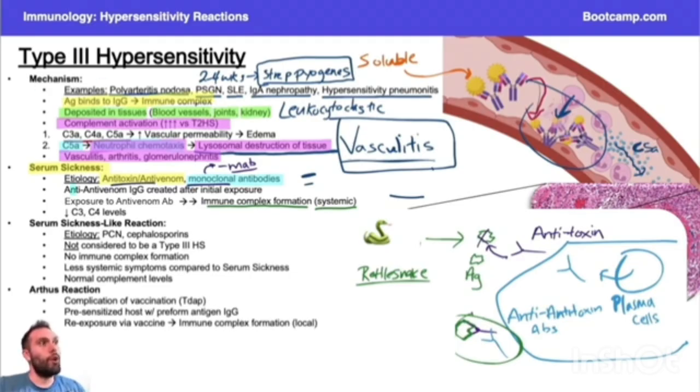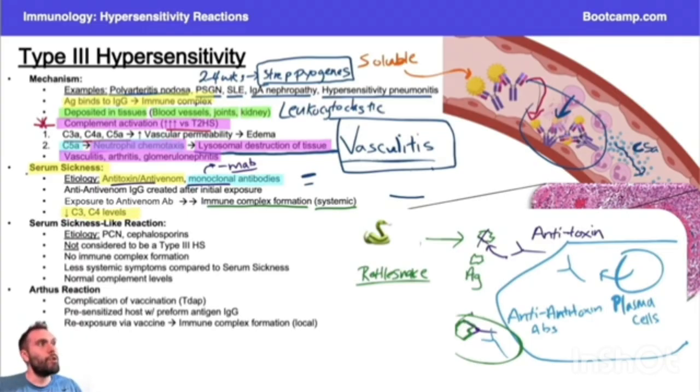Now, what can you test for? And this goes for all of type 3 hypersensitivity. What you can test for is C3, C4 levels. And you might be saying, well, why is that? The whole crux behind this type 3 hypersensitivity is that you have widespread, massive amounts of complement activation. And if you have massive complement activation, significantly higher than a type 2 hypersensitivity, you would expect your complement levels to be low in the serum because you're using up a lot of that complement.